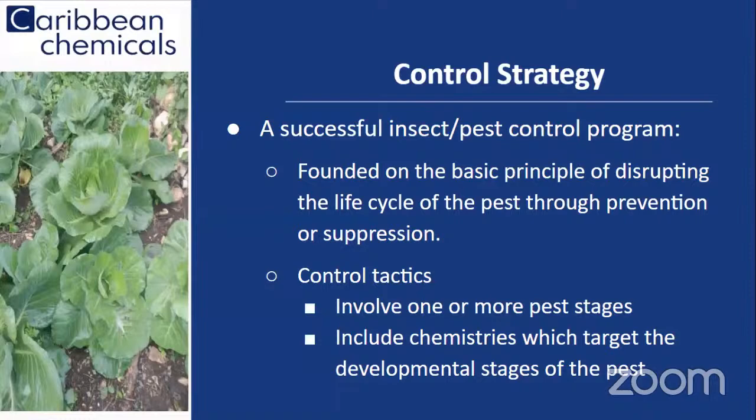So control tactics that we use in our worm control involve one or more pest stages. Because as you know, the pests go through metamorphosis, and you have complete and incomplete metamorphosis, where the insect moves from egg, larvae, nymph, and adult. So the different stages, you can't use one chemistry or one insecticide to control all stages. You have to first know what stage the insect is at to really select the formula or the chemistry to control that specific stage.